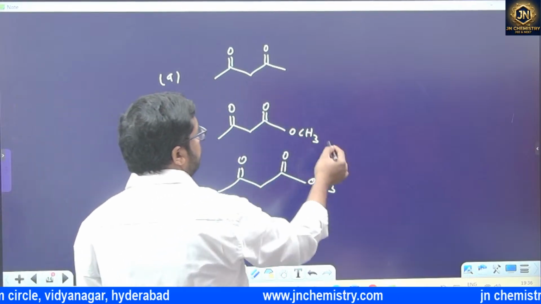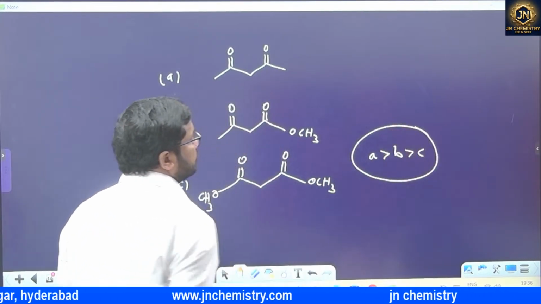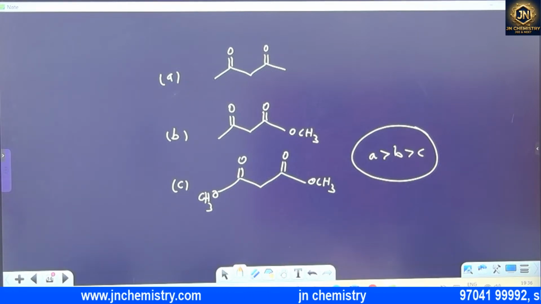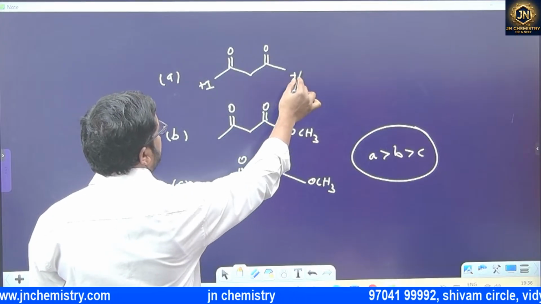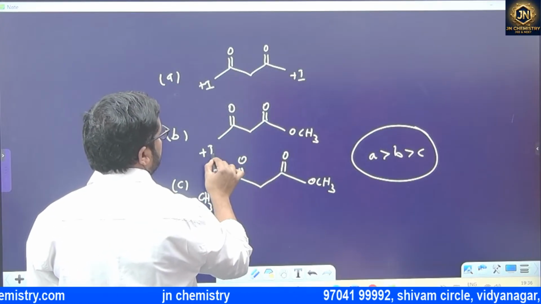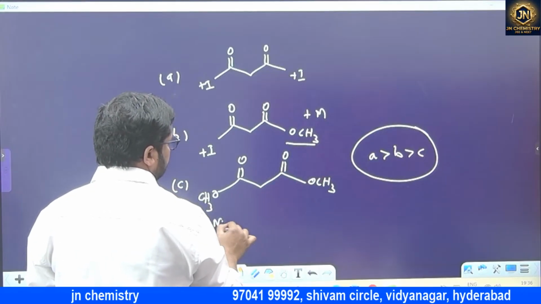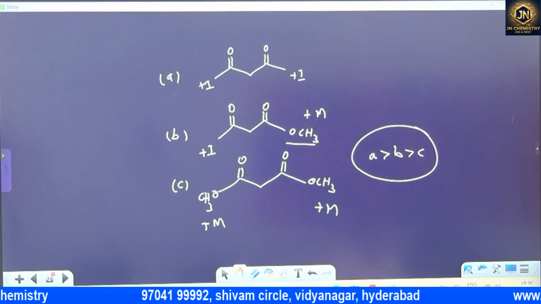Obviously plus I, A, B, A, B, C. Write it down. Why A, B, C? This plus I, plus I, plus I, this plus M, plus M, plus M. Come on.